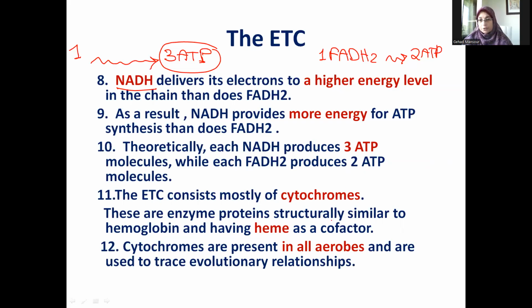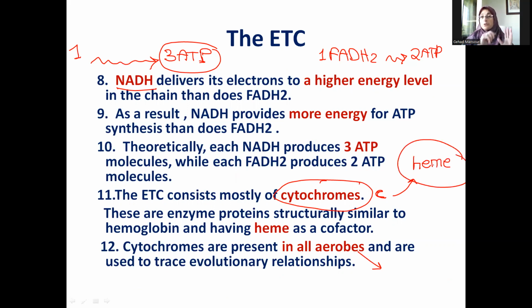We have seen a small molecule along the electron transport chain that is called cytochrome C. Cytochrome C is very important. It's present in all aerobes, and this indicates an evolutionary relationship, or, as they say in evolution, a common ancestry of those aerobic organisms. Similarly, these enzyme proteins that are called cytochrome C are similar to hemoglobin in that they have a cofactor that is heme, or very similar to heme.